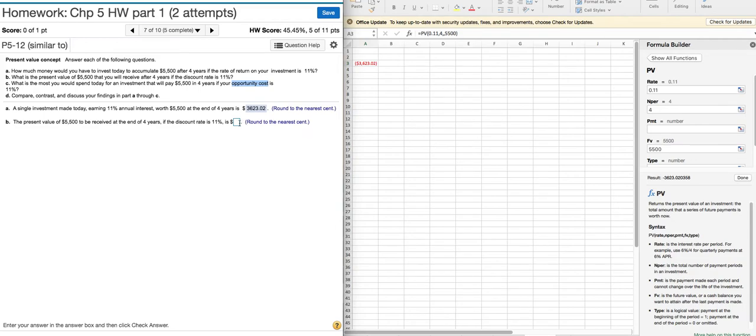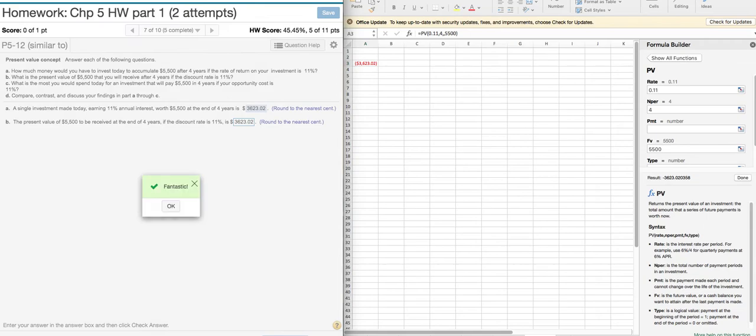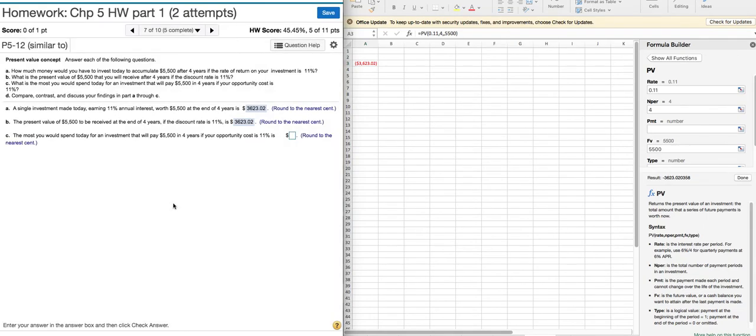So again, this part is asking you the same thing, so it is really the same answer. Nothing really different to calculate. And part C asks it a third different way. So the most you would spend today for an investment that will pay $5,500 in 4 years if your opportunity cost is 11% is what? Well, it's going to be the same amount, but we need to just, again, think through what it's asking because it's asking it a little bit differently than the other two parts.